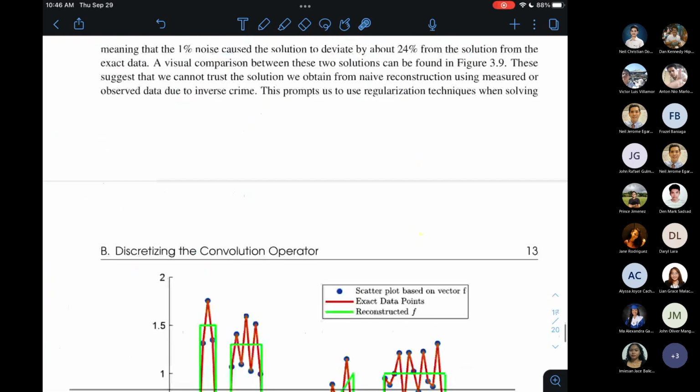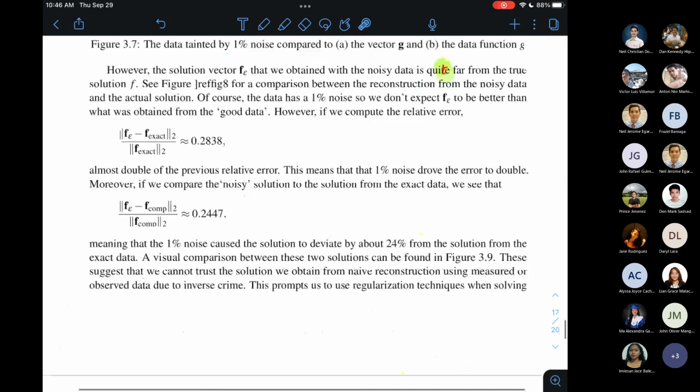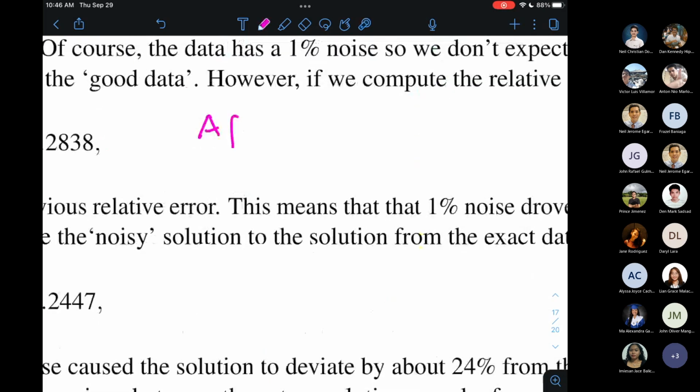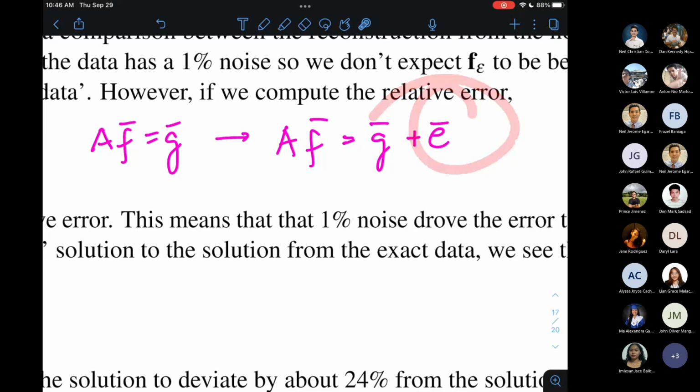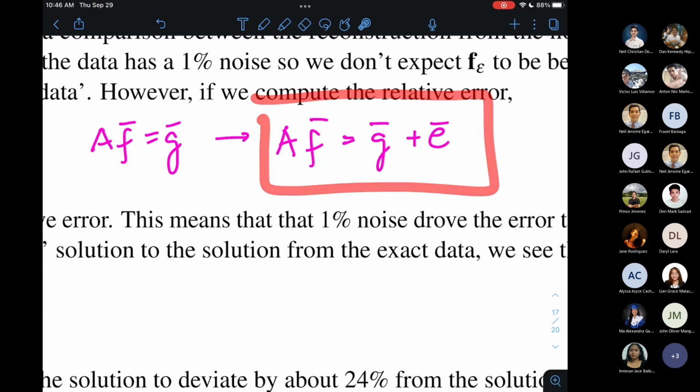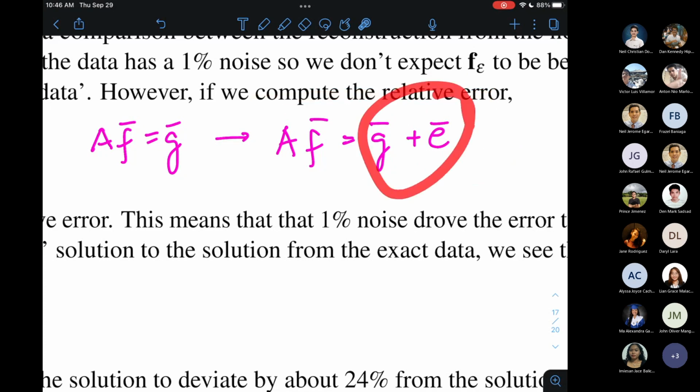So instead of computing AF bar equals G bar, ang ipapasolve ko ngayon ay yung may noise na. AF bar equals G bar plus E bar, where the noise vector has relative size 1% with respect to G bar. Okay? So ito yung isosolve ko kasi ito yung nangyayari sa totoong buhay. Yung right-hand side ay tainted by noise or by measurement error.